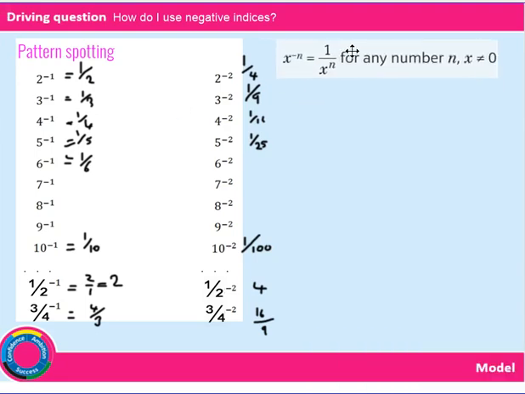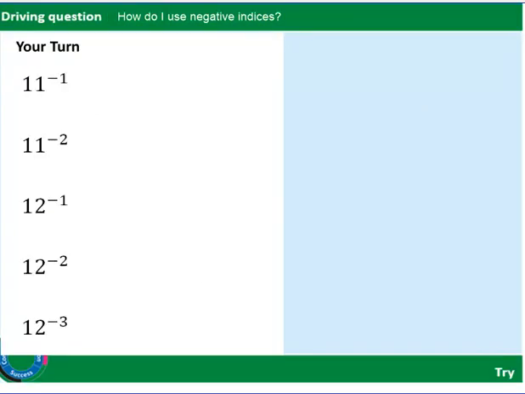Here's a rule that you can copy down. x to the power of negative n equals 1 over x to the power of n. Try these ones.